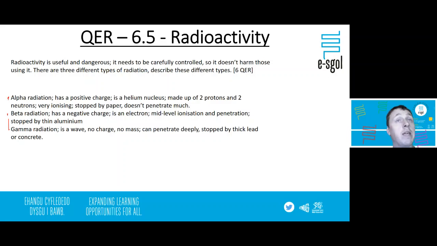And the final type would be gamma radiation. So hopefully your answer, you can identify gamma radiation being an electromagnetic wave that has no charge, no mass, and it has the ability to penetrate deeply through materials, which is why it needs to be stopped by thick lead.